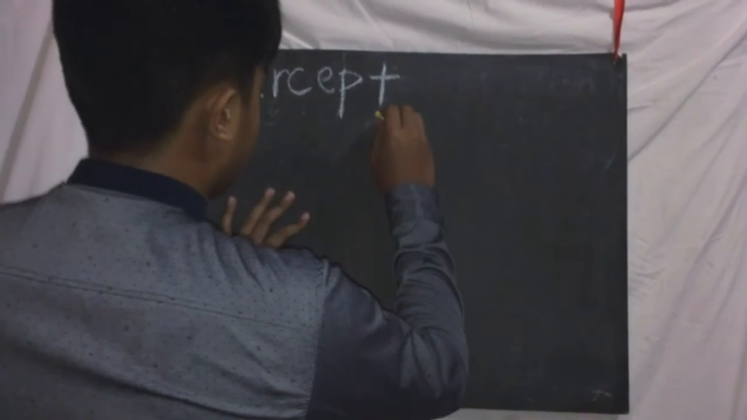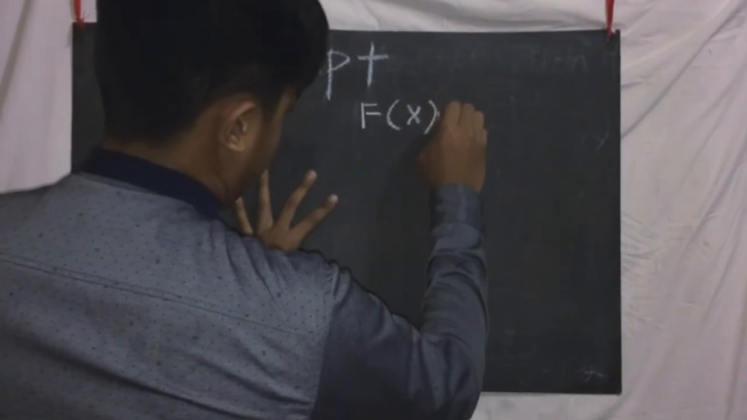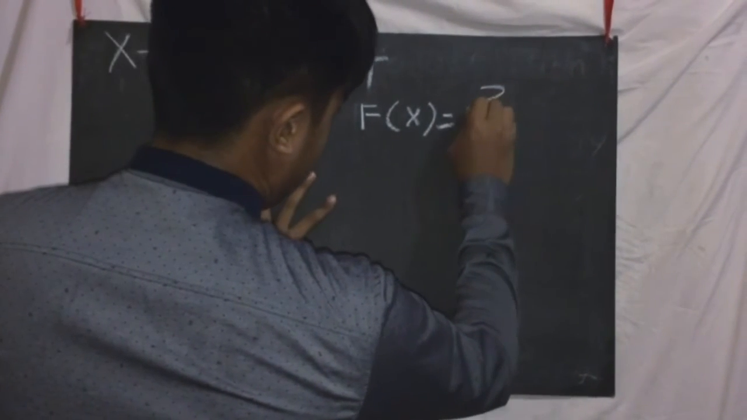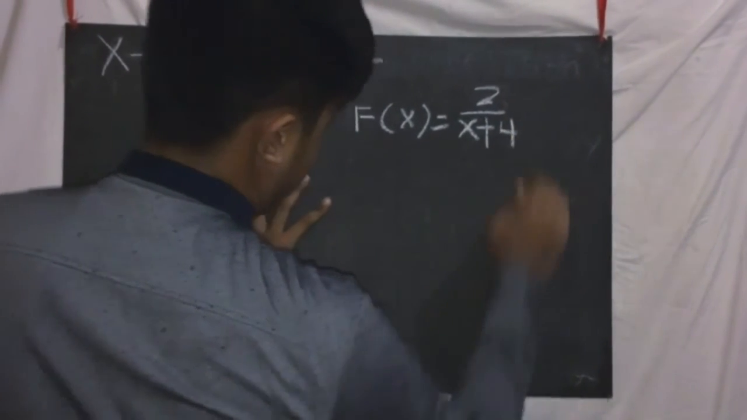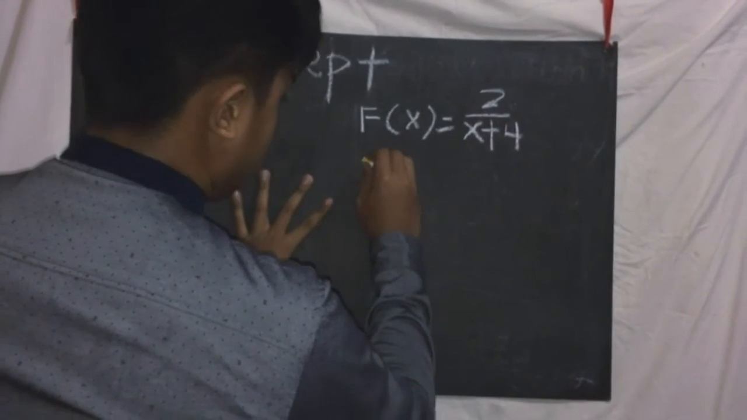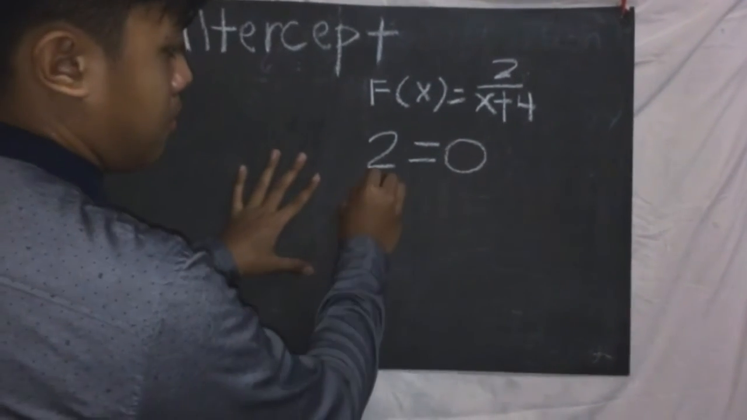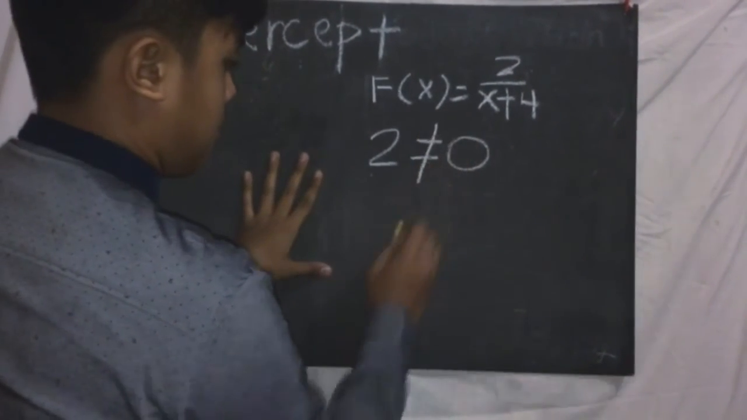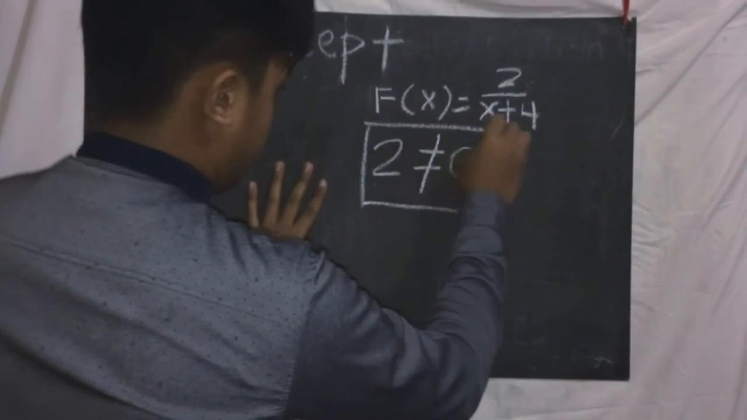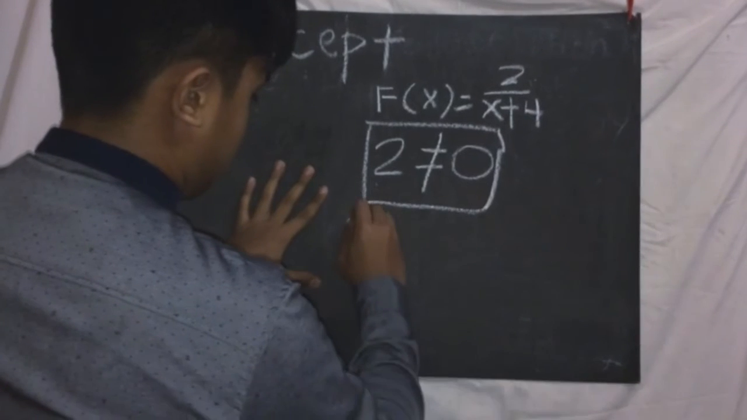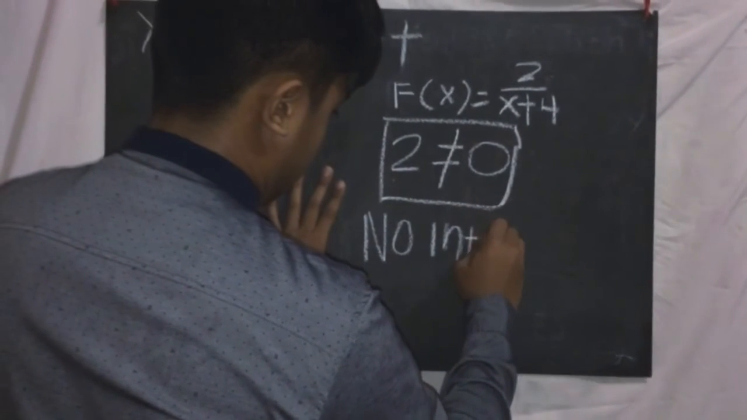So the given example is f of x equals 2 over x plus 4. We should set the 2 to 0, so it becomes 2 equals 0. But 2 has no x, so 2 is not equal to 0. Therefore, this function has no x-intercept.